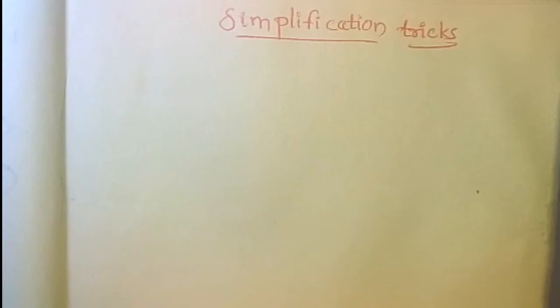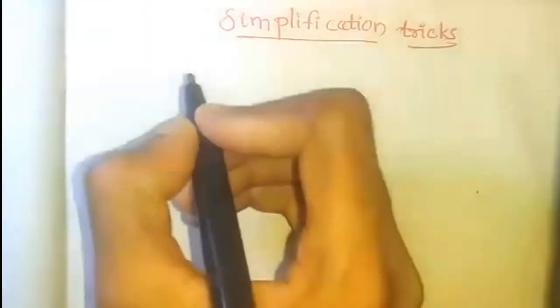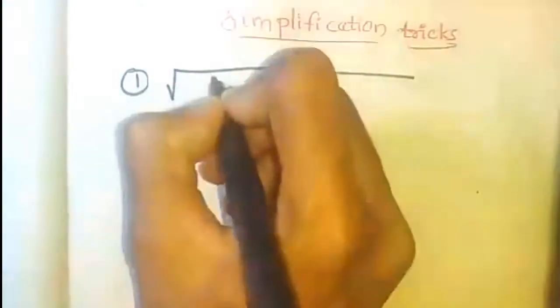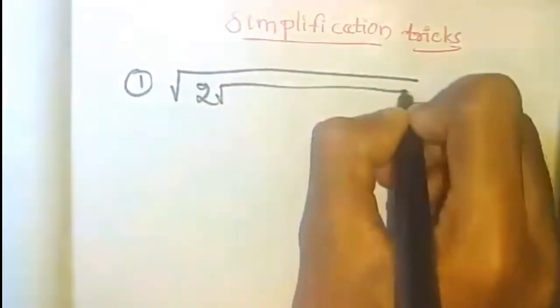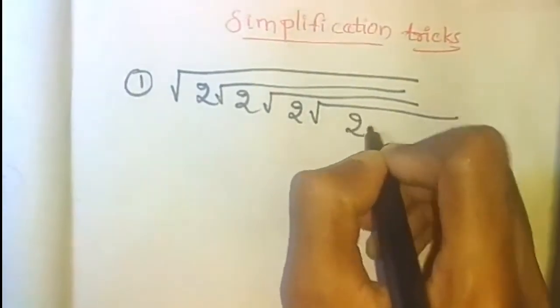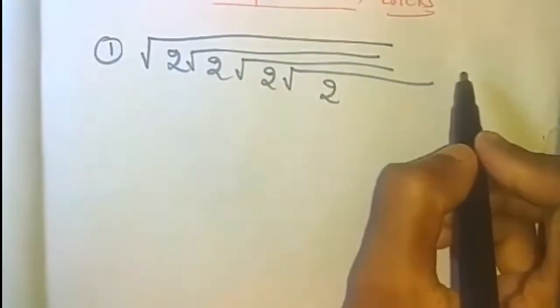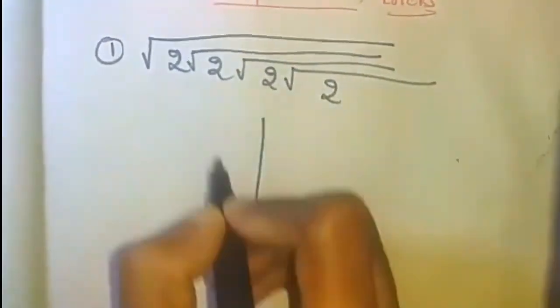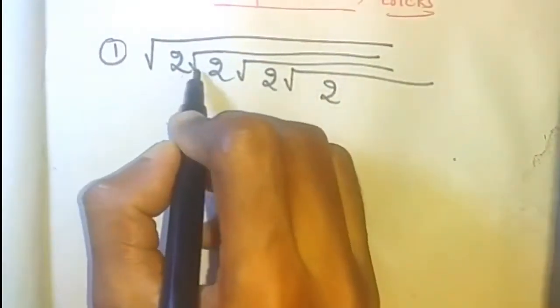Hi everyone, welcome to Career Gate by Shailu. In today's session, let us discuss some of the simplification tricks. So, our first problem is, we all know problems like under root 2, under root 2, under root 2, under root 2, if this does not end with infinity. Let's see how to solve these kinds of problems. So take the number, what is under root 2.